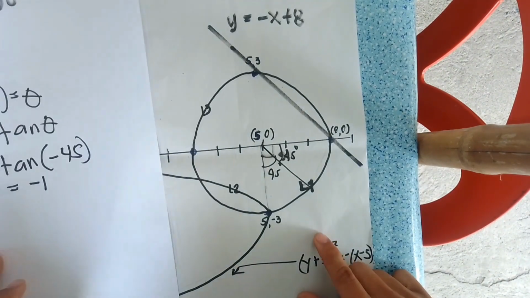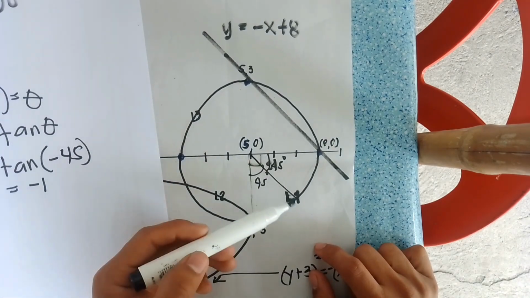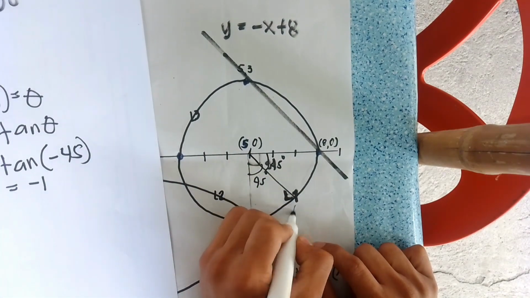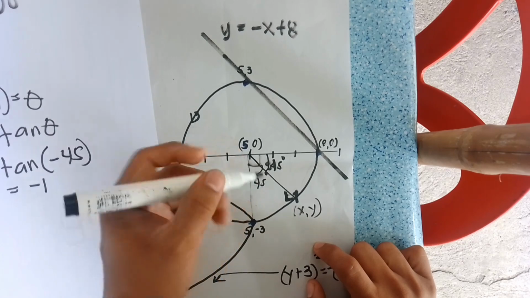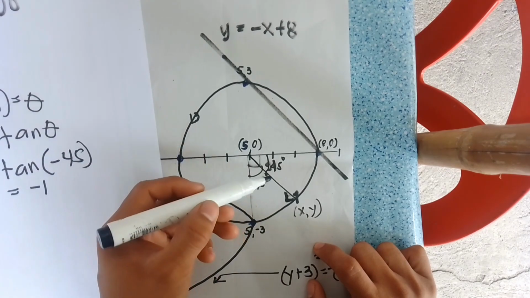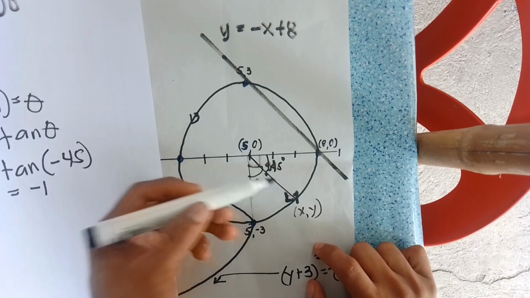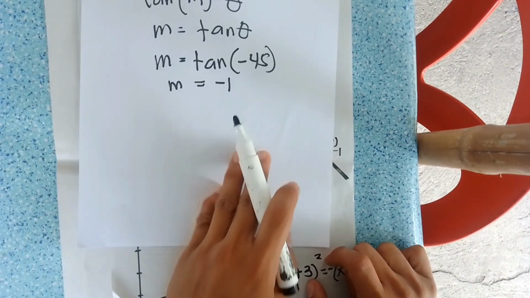Next, we don't know the centroid yet. Supposedly our centroid is x and y, but we don't know it. But we're given a center which is 5, 0, and we're given a slope. So we have a formula for that. We can create the equation of the line.